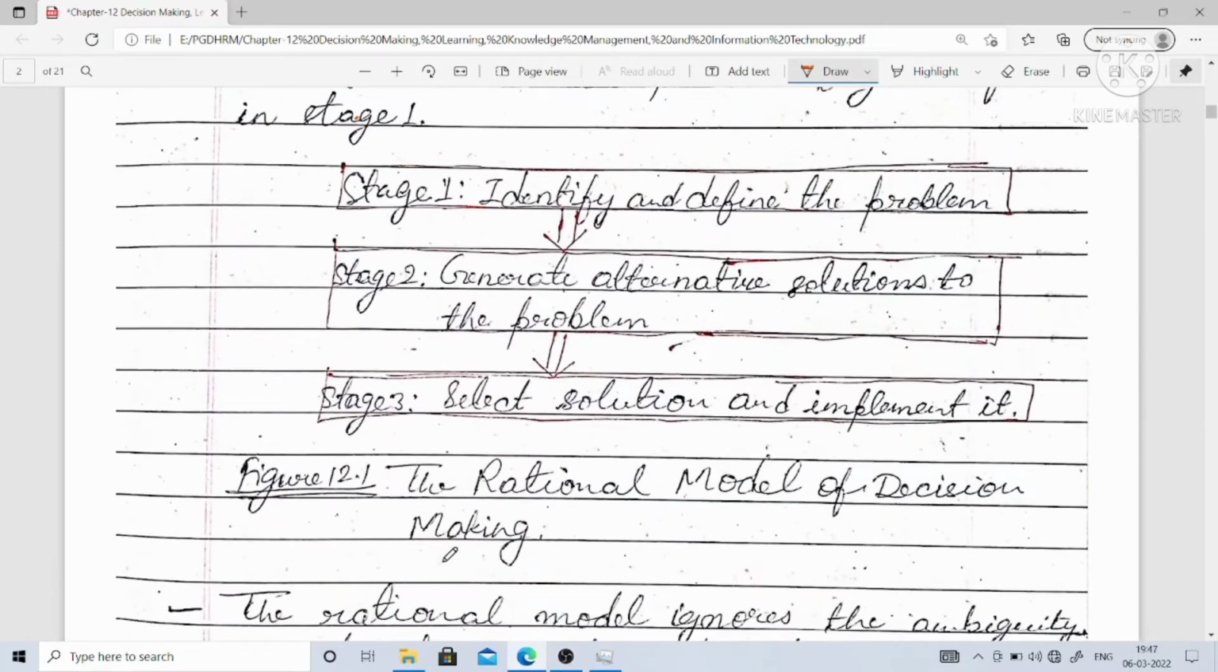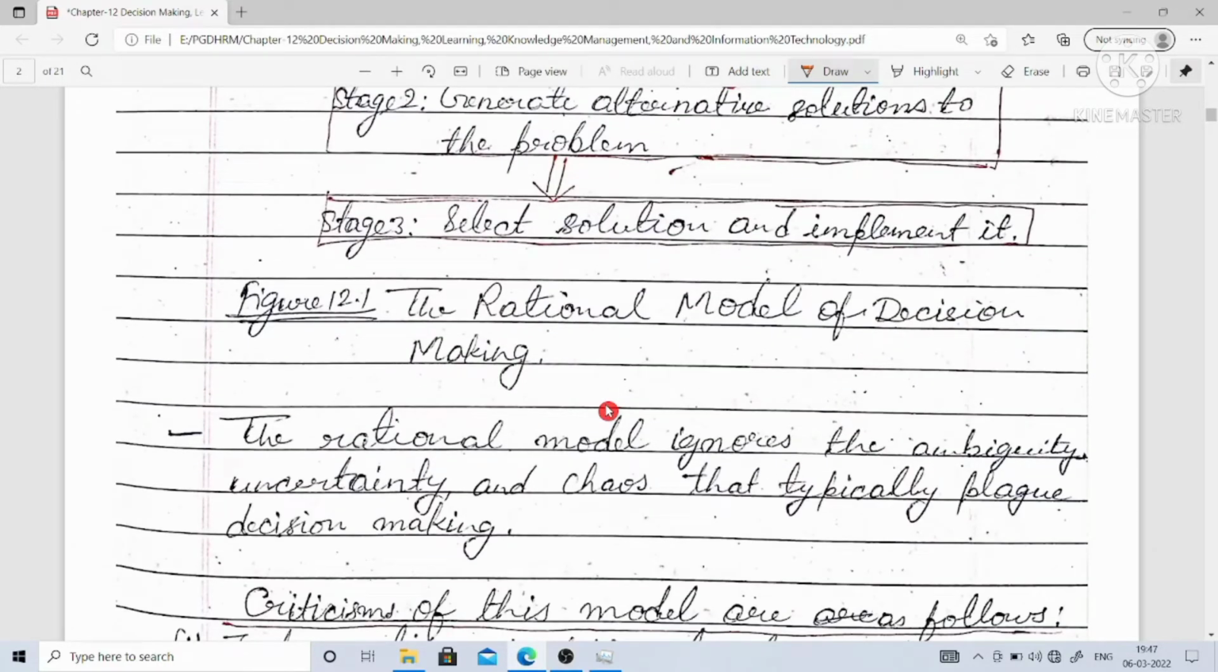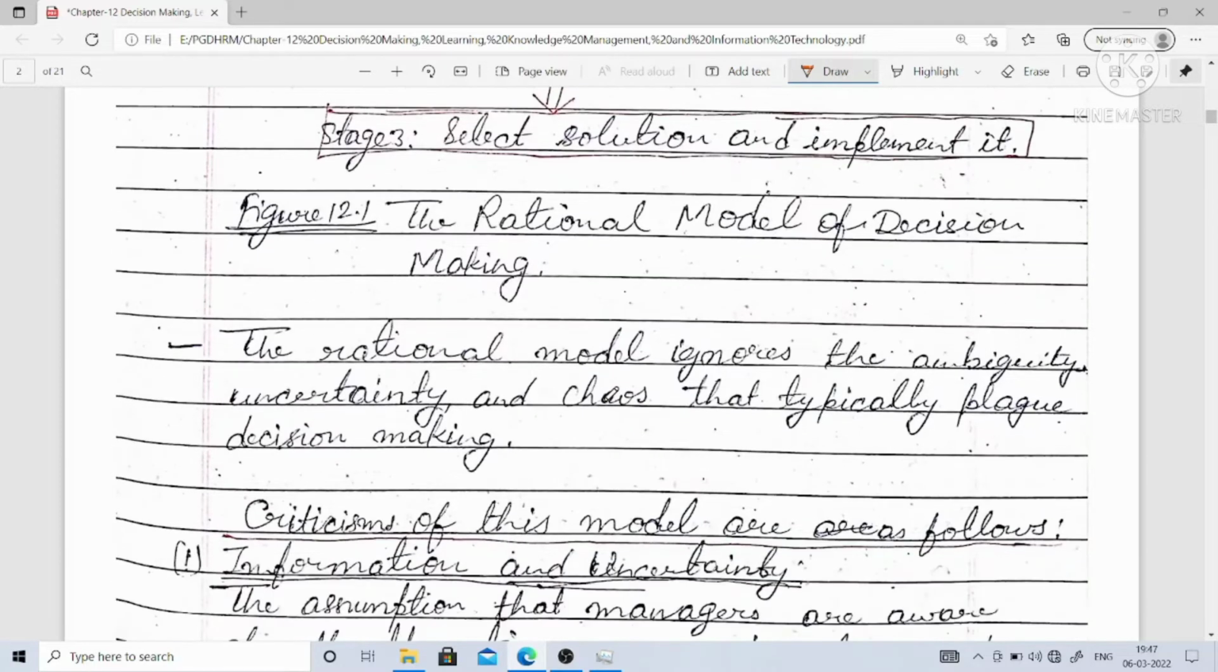So stage 1, identify and define the problem. Second, generate alternative solutions to the problem. Then in the third stage, select a solution and implement it. That's all about the rational model of decision making. The rational model ignores the ambiguity. One thing we should keep in mind: the rational model ignores the ambiguity, uncertainty and chaos that typically plague decision making.